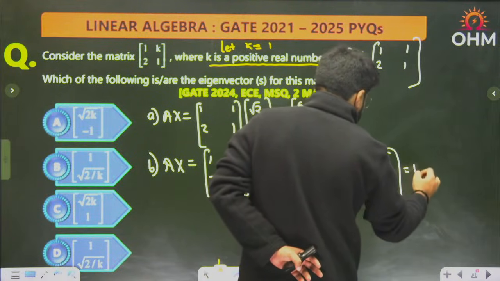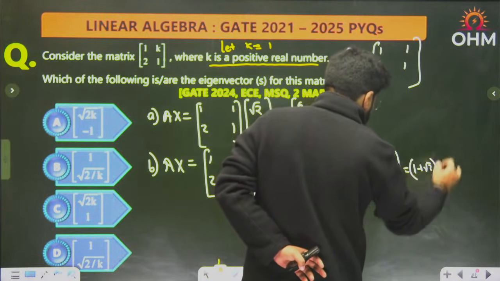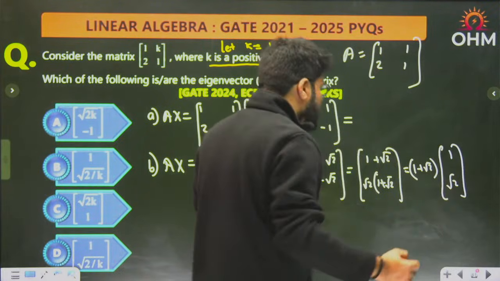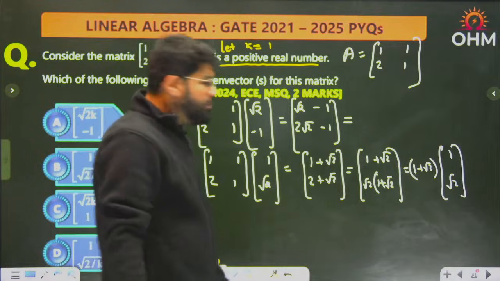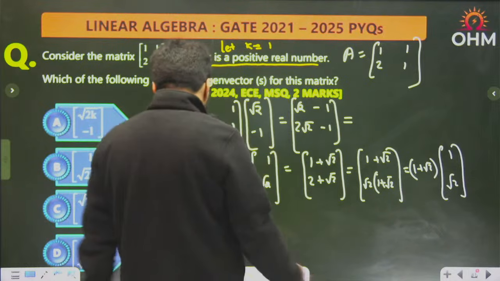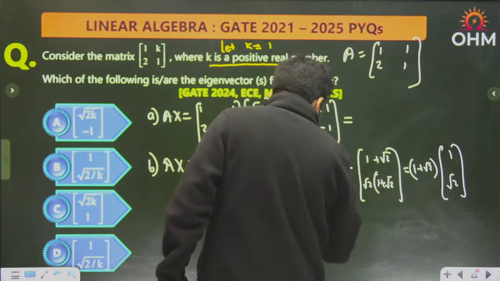So here I take 1 plus root 2 outside, more easy, and then I get 1 and root 2, and this is what was applied. What is applied? 1 and root 2. Lambda can be any number, na? Integer, non-integer, surd, complex, anything can be happening. So option number B is clearly satisfied.